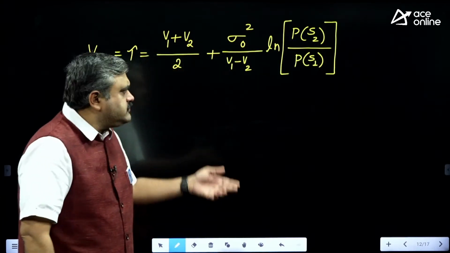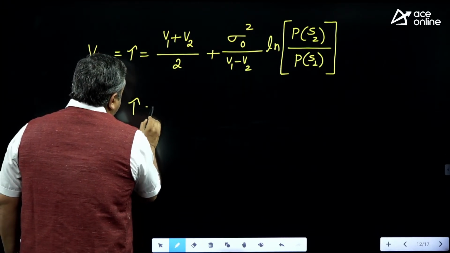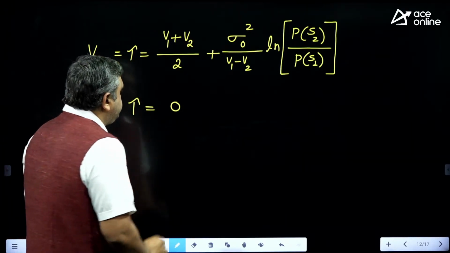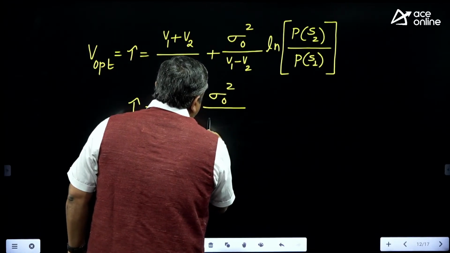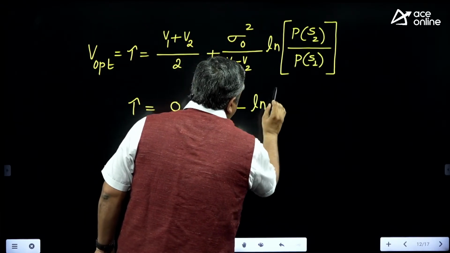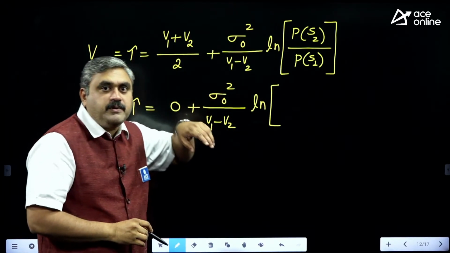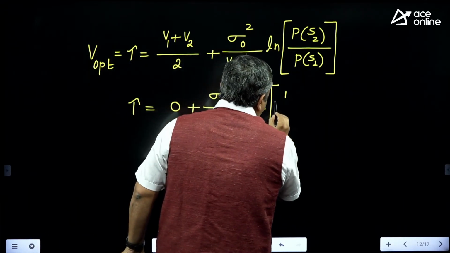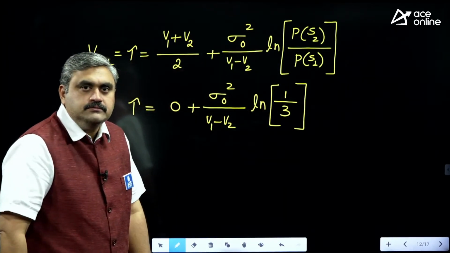Done? Now just substitute your values. This tau will be equal to, first part will become 0. Correct or not? Polar. Plus sigma naught square divided by V1 minus V2 into natural logarithm of 1 by 4 by 3 by 4. Correct or not? P of S2 is 1 by 4. P of S1 is 3 by 4. So you will get a 1 by 3. That's all. Is it clear?